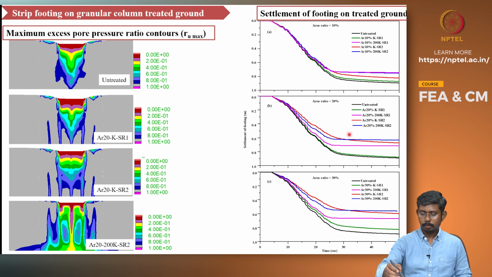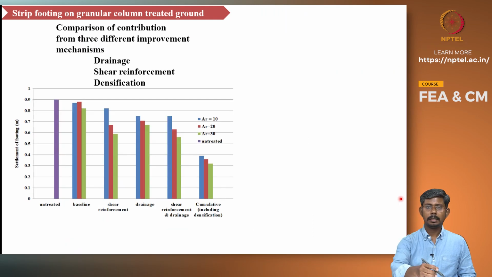for higher area ratios. So in all these three cases it can be seen that, irrespective of area ratio, the shear reinforcement effect has a pronounced effect on the settlement of footing. But the net reduction is not a substantial amount in terms of the settlement of footing in all these cases. So far only the drainage and shear reinforcement were considered, the densification was not considered. So when the densification is included, the outcome becomes quite different.